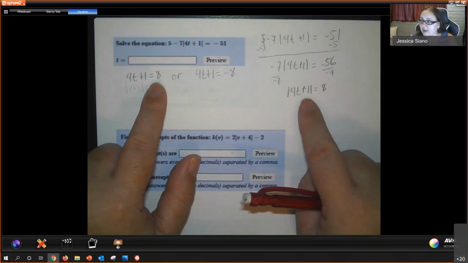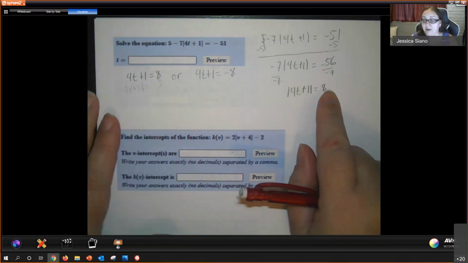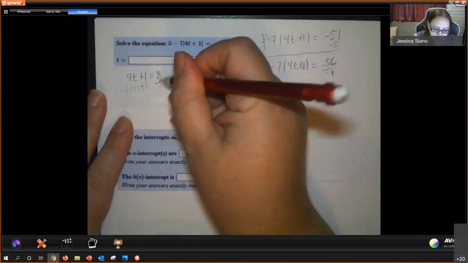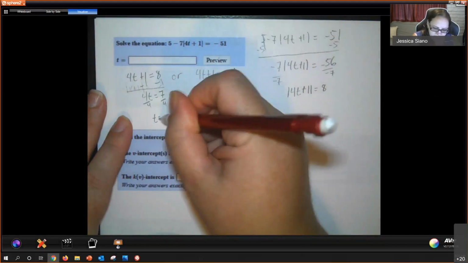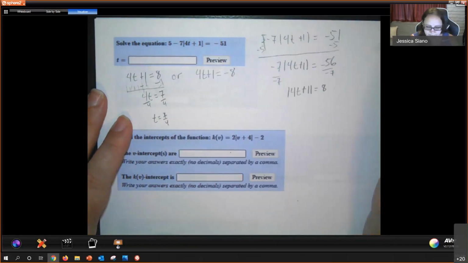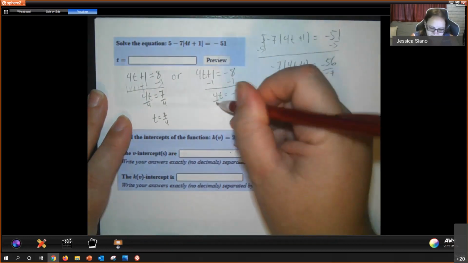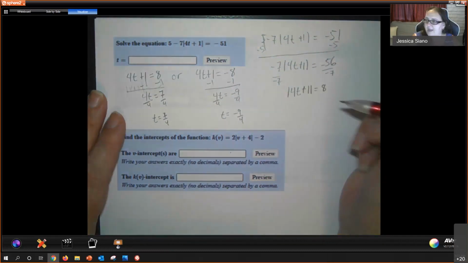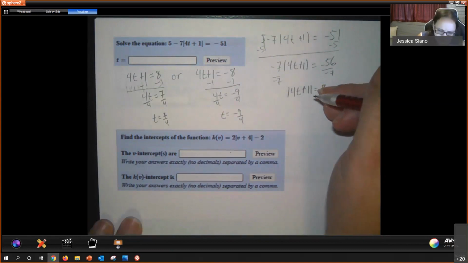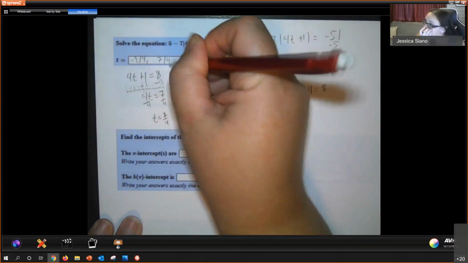So for these, once your absolute value is isolated, you're going to set up two equations: one with this equal to whatever number you have here, and one with this equal to the negative of that number. Then you just solve them both. Subtract the 1, divide by the 4. Subtract the 1, divide by the 4. I think Moore just wants you to separate them with a comma. So -9/4, comma 7/4.